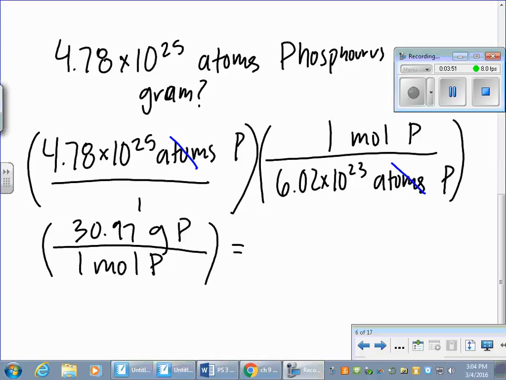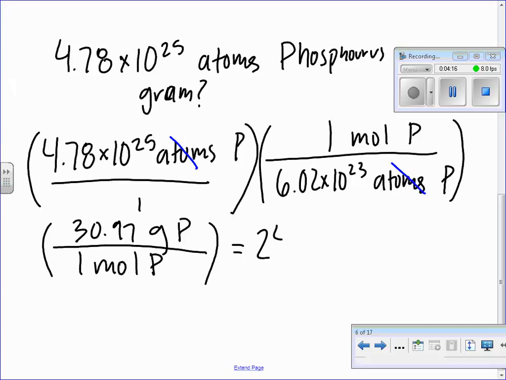Okay. So we get out our calculators. Do the math. Okay. So we've got 3 significant figures. So I got 2,460 grams of phosphorus. So that's how we'd go from atoms to grams.